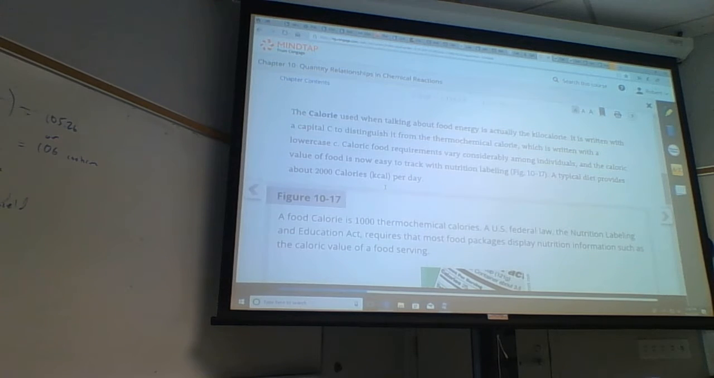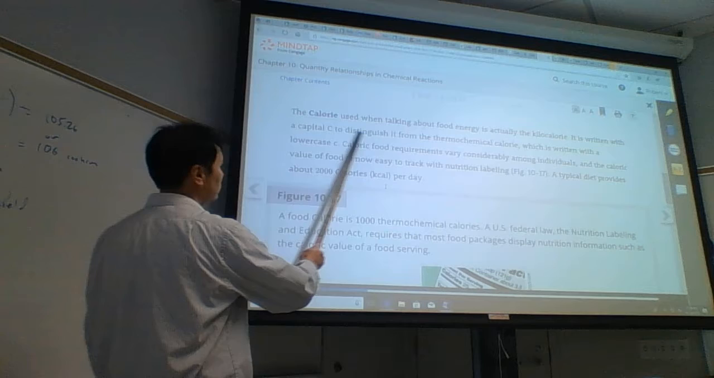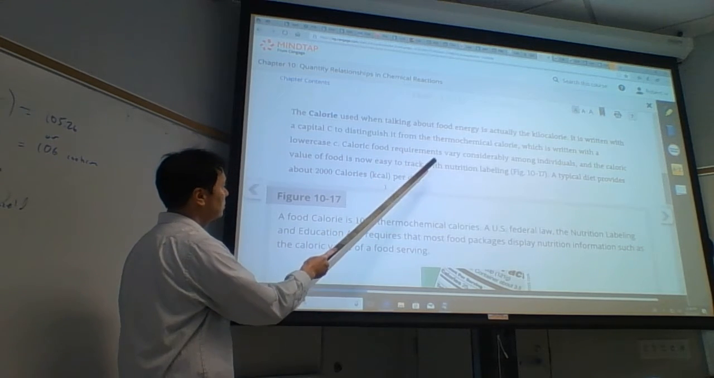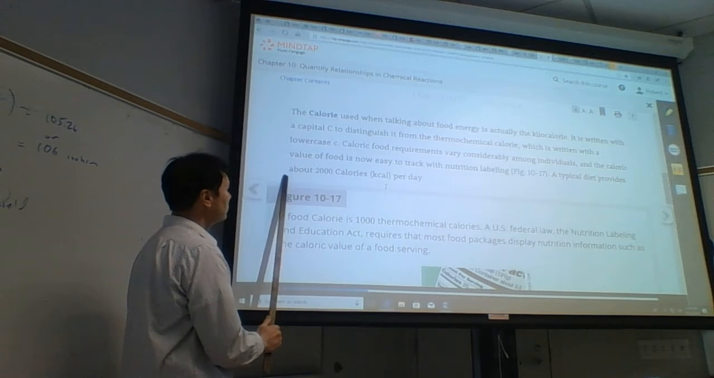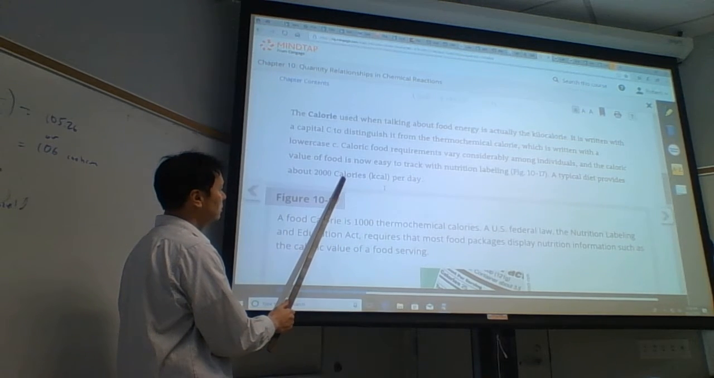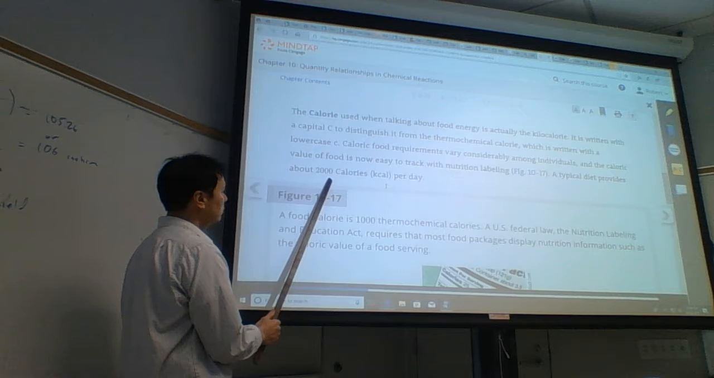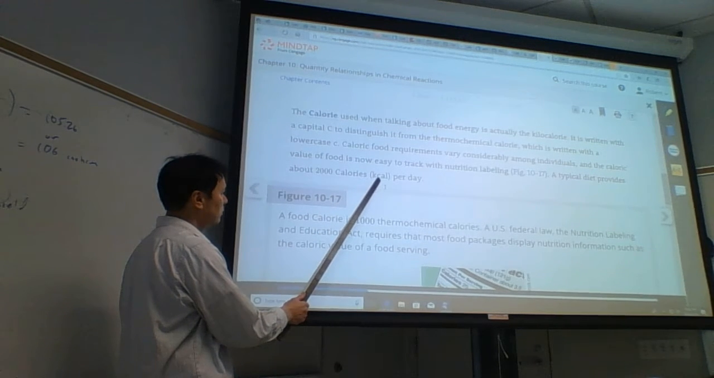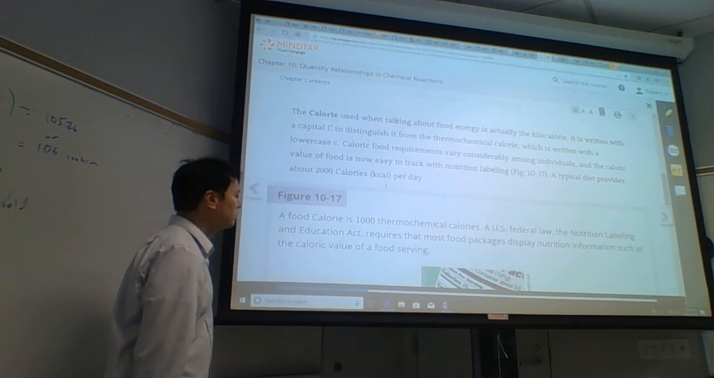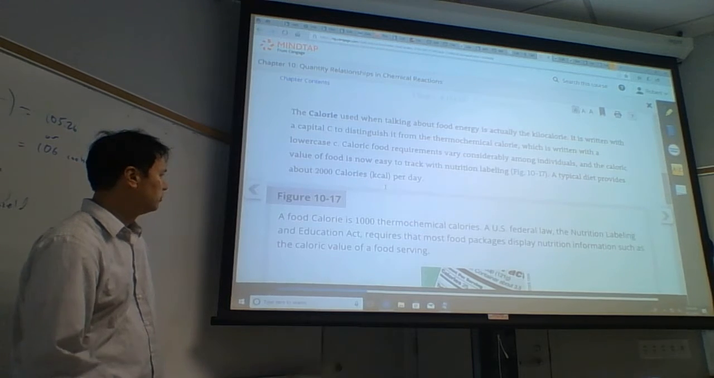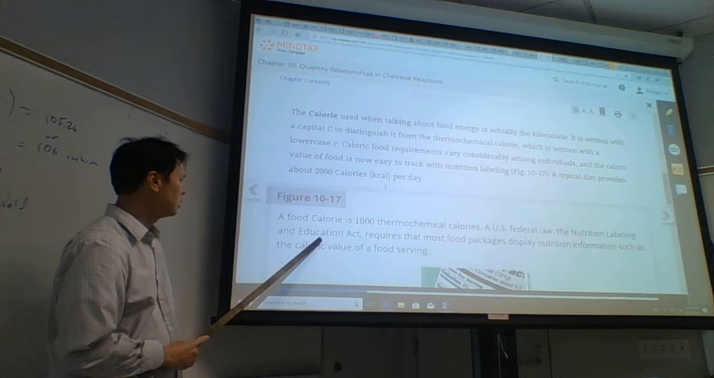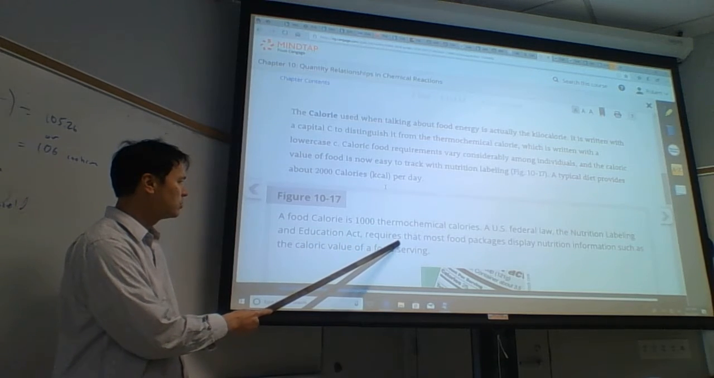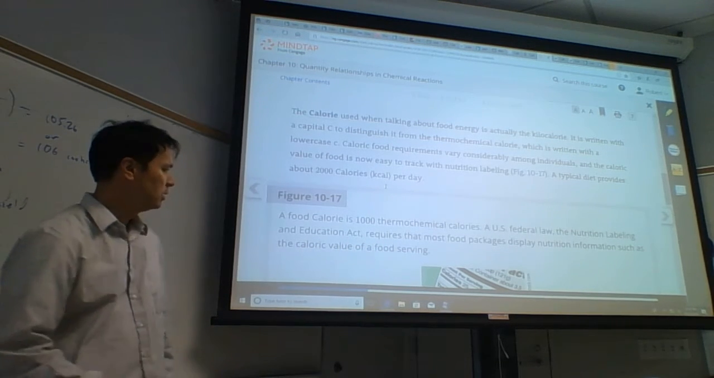Okay, this is the capital C. The capital C Calorie is used when talking about food energy, and it's actually the kilocalorie. A typical diet provides about 2,000 Calories per day, or 2,000 kcal. The lowercase c is the thermochemical calorie, and 1 food Calorie is 1,000 thermochemical calories. A U.S. federal law, the Nutrition Labeling and Education Act, requires that most food packages display nutritional information.